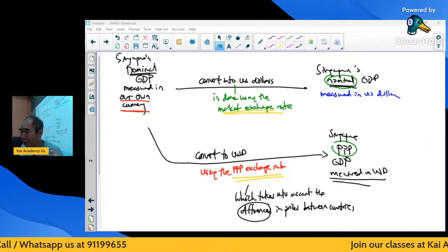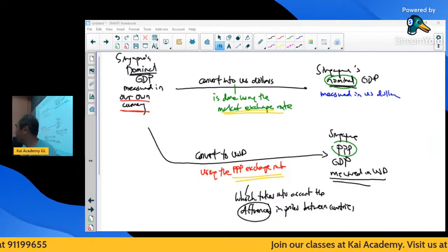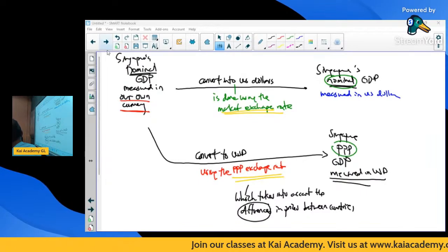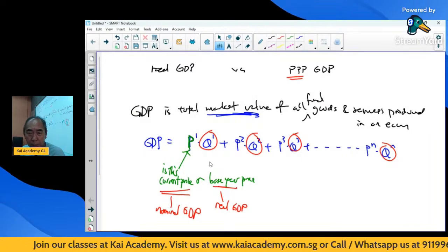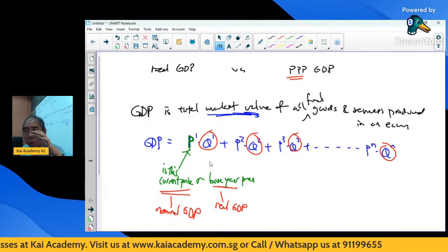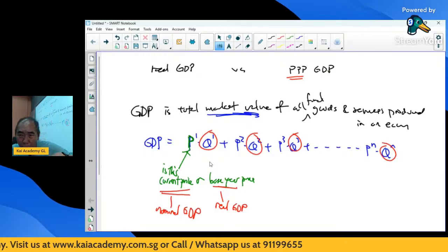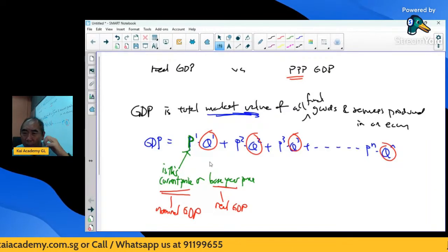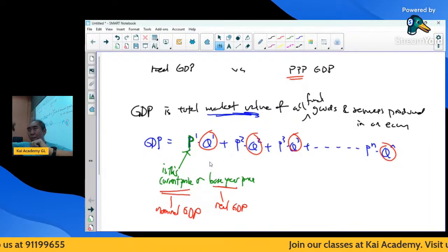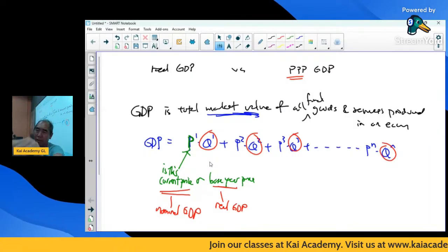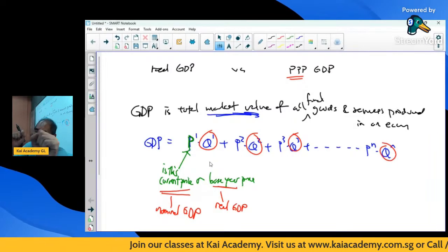But when you do real, what does real do? Let me go back to my previous screen. What real does is use the base year prices to calculate this. Then what real does is account for changes in prices over time. So in a sense, is it an adjustment for equal prices? Yes, it's equal prices from last year to this year. So change over time is ignored.